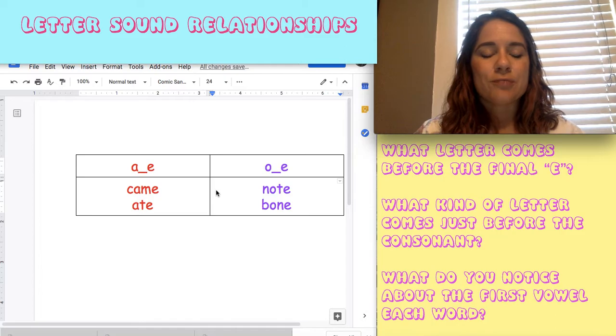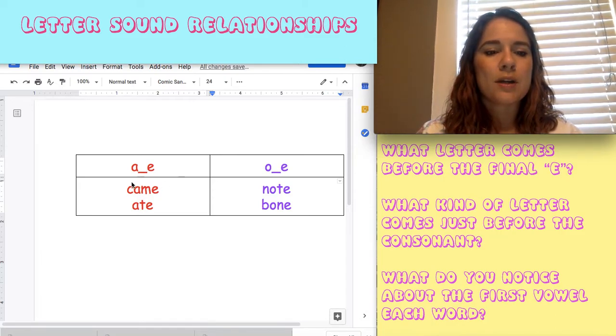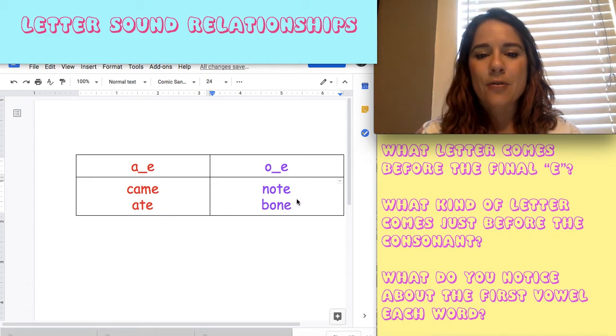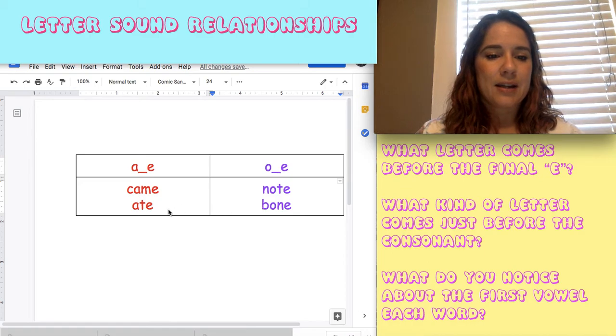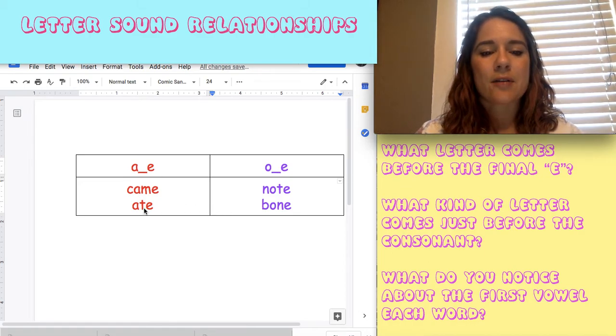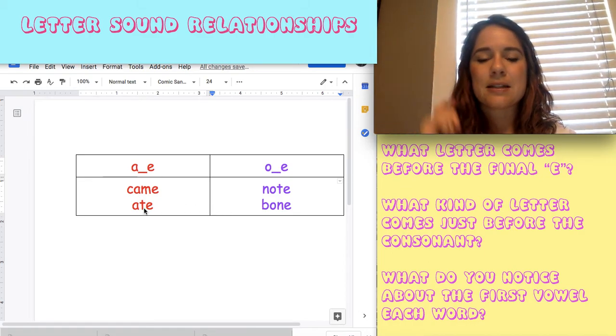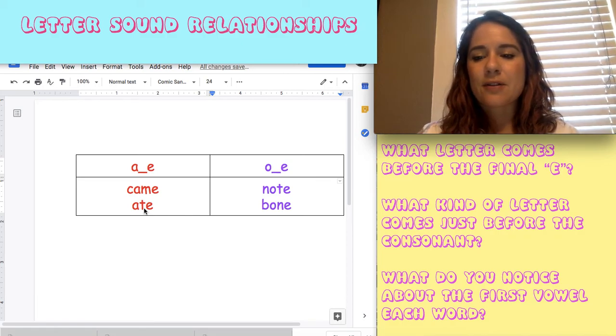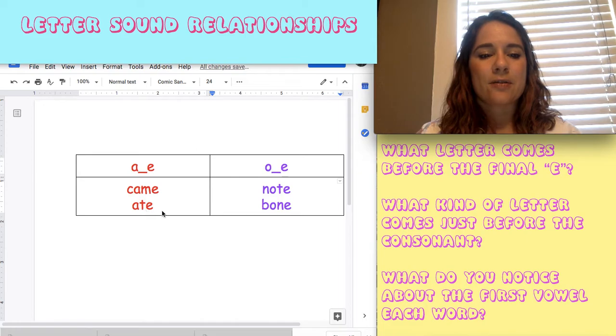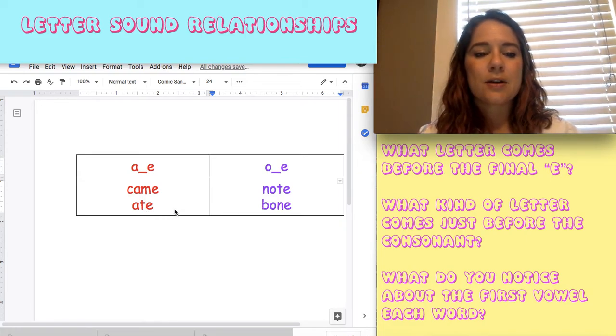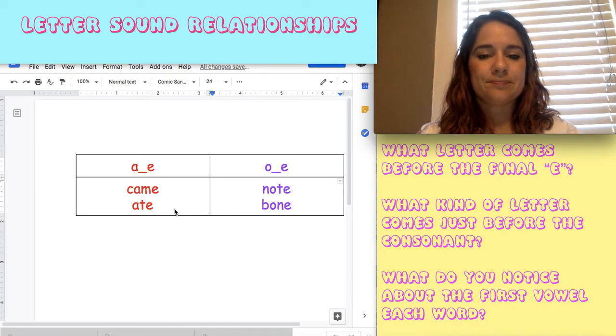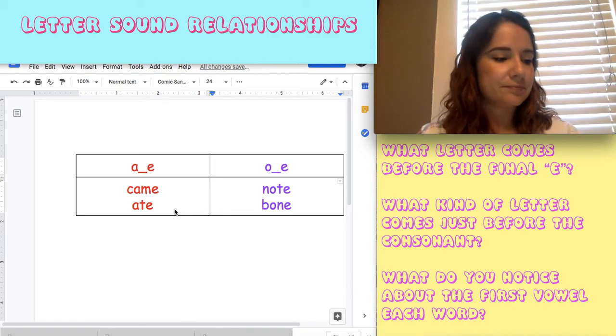Okay, so first thing I'm going to ask you, what do you notice about the words that I have written or typed right here? I'm going to give you just a minute to think. If your parent is right there with you, you can talk about what you notice about these words. Look at the beginning letters, the end letters. What do you notice? I'm going to pause right now.